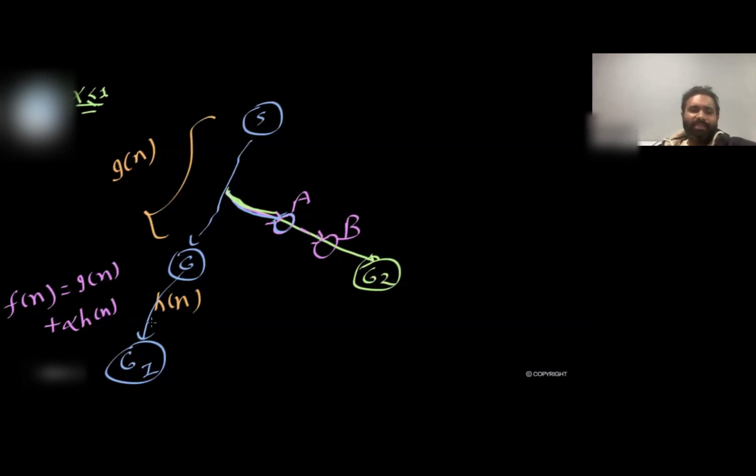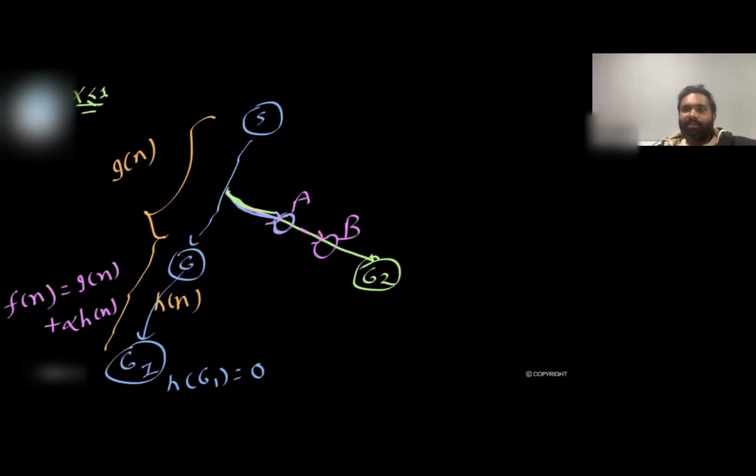Now, what is the f value of G1? Mostly, the h value of every goal node will be 0. So the f value of G1 will be the length of the path that you have found, that was output by your algorithm, right? That is not the optimal path.